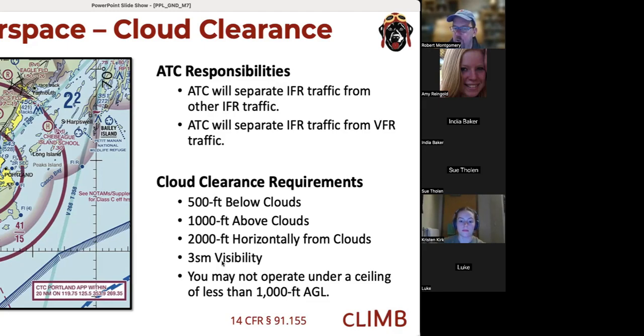And so this is where we go to memorize this standard stuff. You've got to be at least 500 feet below the cloud, 1,000 feet above the cloud, 2,000 feet horizontally from the cloud, and have 3 statute miles visibility. None of those are enough, but you've got to know them for the test questions. And then again, you're not allowed to operate under a ceiling of less than 1,000 feet AGL, which we'll get into here in a little bit.